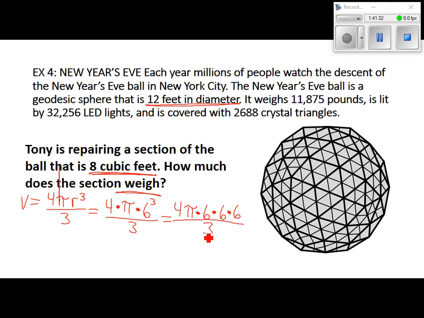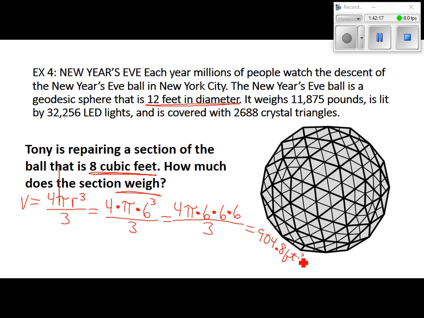If I grab my calculator and do all that, 4 times pi times 6 times 6 times 6, I'm going to hit equals, and then I'm going to hit divided by 3, and I end up with 904.8, let's say. That's the volume of this whole sphere. And that would be in feet cubed, so 904.8 cubic feet.